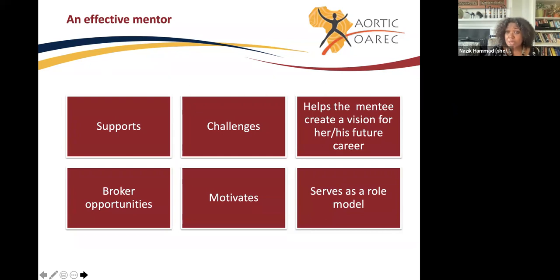A mentor can also help broker opportunities for you because they've been there before. They have wider networks, they know what resources are available. A mentor can also motivate you and serve as a role model for you so that you can aspire to reach similar career effectiveness as your mentor.